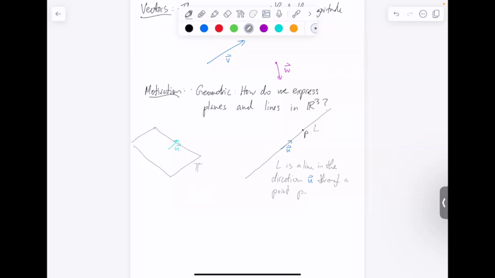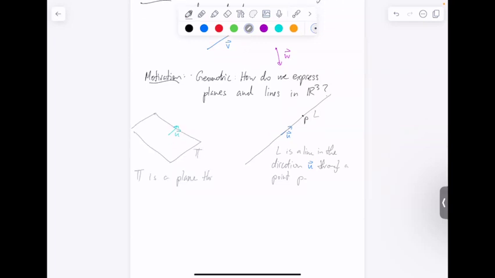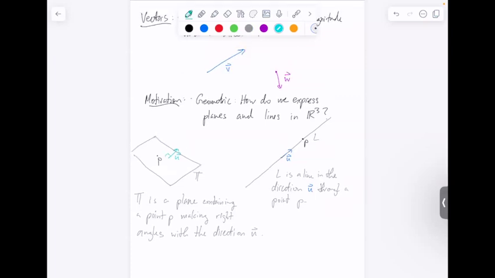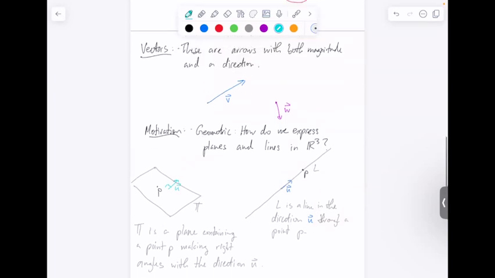So let's say this is a plane pi containing a point P. Let's say I want to go through some point P, making right angles with the direction U. In this case, this U is at right angles to this plane. So the geometric motivation hopefully is pretty strong for why we need to consider these objects. These are just arrows with both magnitude and direction. In this case, we've mostly focused on the fact that these have directions.